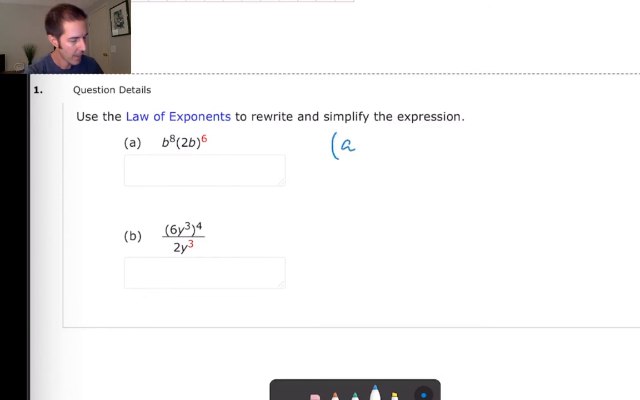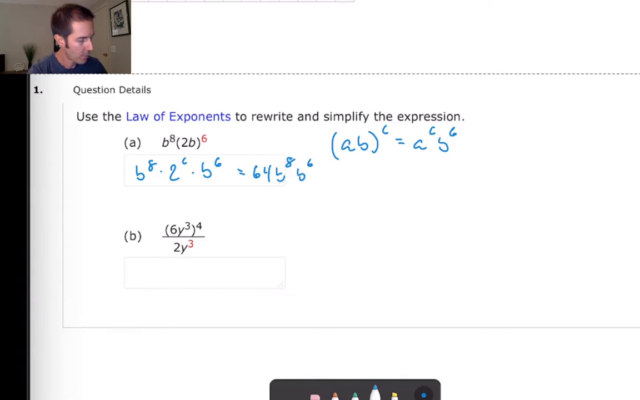Generally, if I had a times b to the power of 6, I could write this as a to the 6 times b to the 6. And so we're going to do that here. I've got b to the 8th power, and we're multiplying that by 2 to the 6th power times b to the 6th power. And as a final step in this process, you'll take 2, raise it to the 6th power, which is 64. We tend to write our constant multiple or our scalar first, and then we'll attach that to b to the 8th times also b to the 6th.